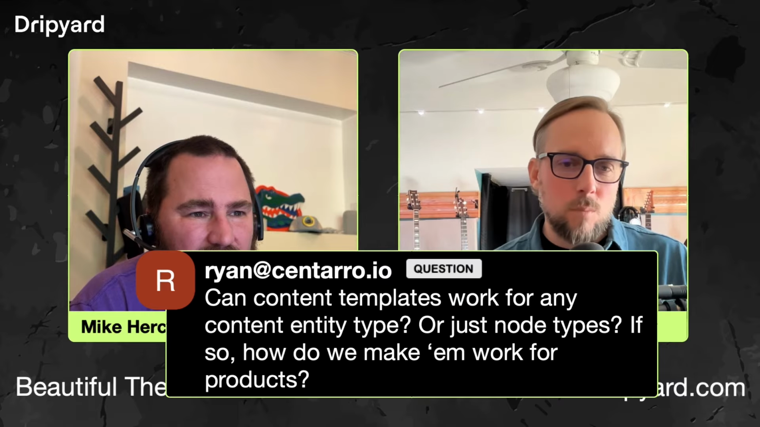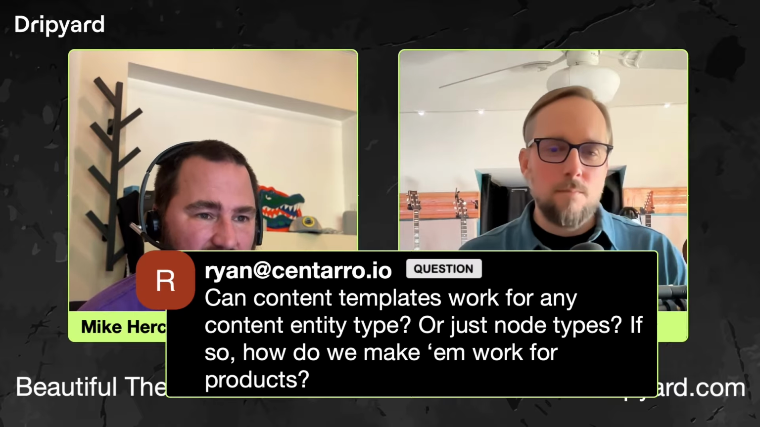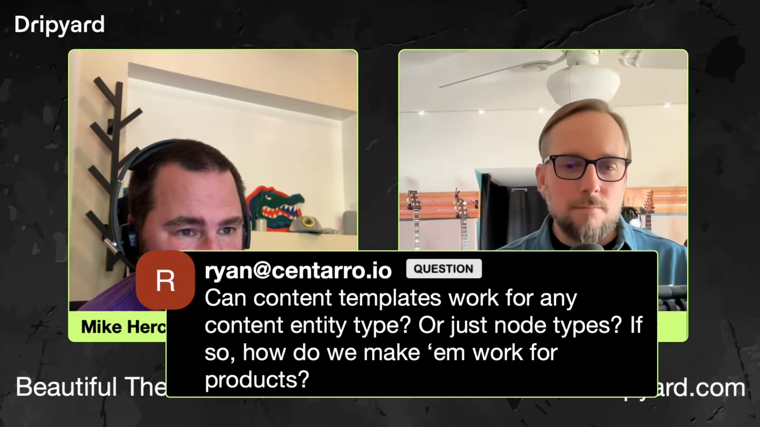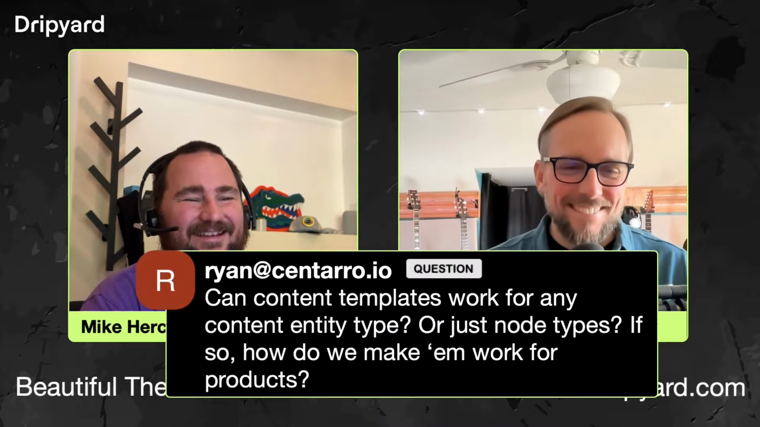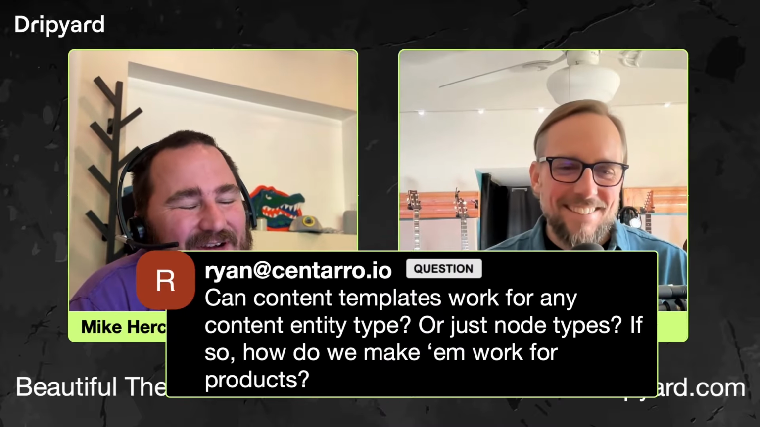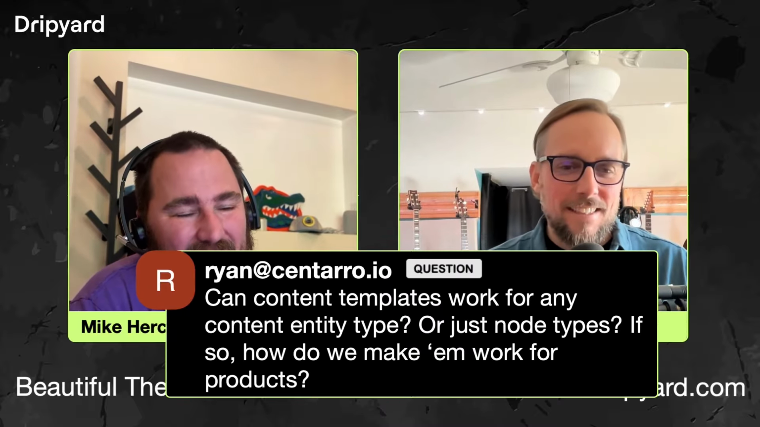All right, I think we're going lightning mode for the rest of them. So Greg asks, can you lock down Canvas to prevent people from using content templates? I don't know off the top of my head. That's a really good question. So the answer is I don't know. Ryan asks, can content templates work for any content entity type or just node types? Like Commerce products. As far as I know, just Node.